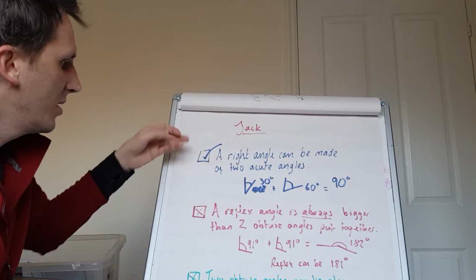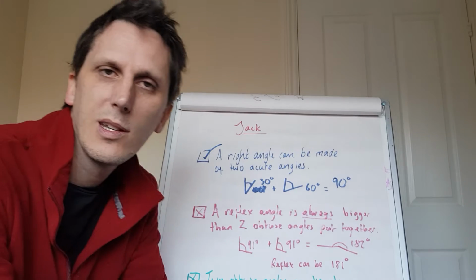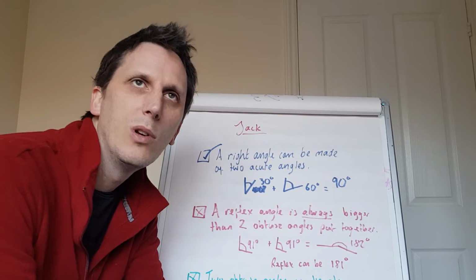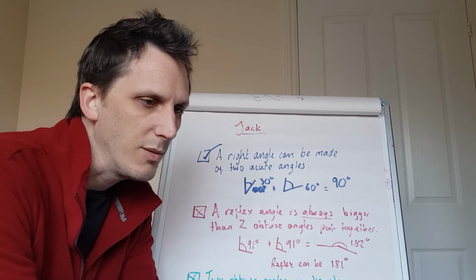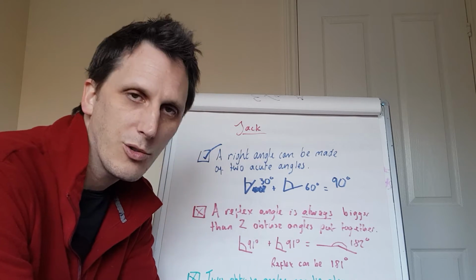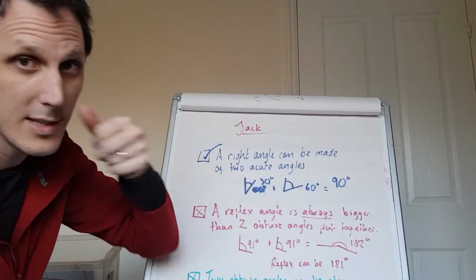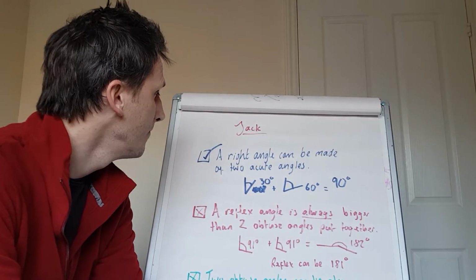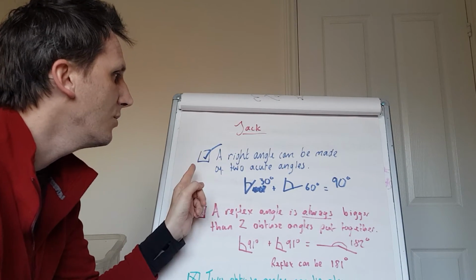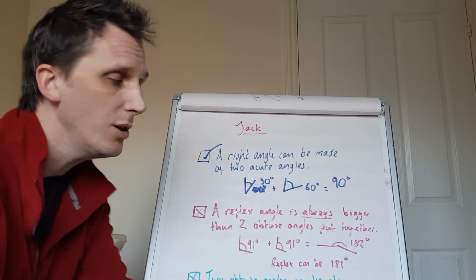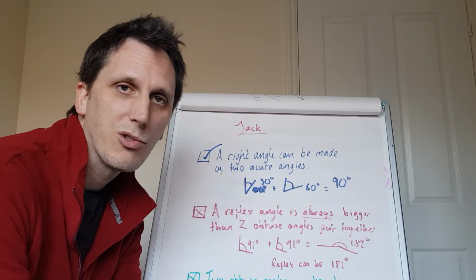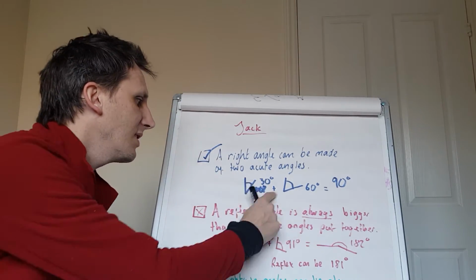Your question was a series of 4 different statements, and you have to tick them if you think they are true, or just leave or cross them if you think they're not true. So let's go through them one at a time. I've already gone through and tried to make examples to prove or disprove. First of all, we have: a right angle can be made of 2 acute angles. If I can prove it's true, then I can tick it. And I've already done that.